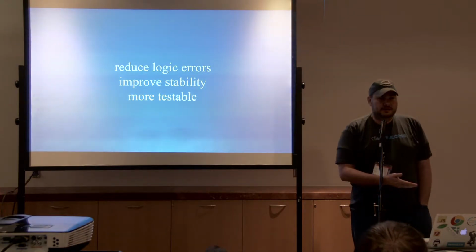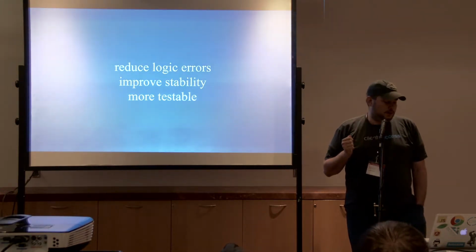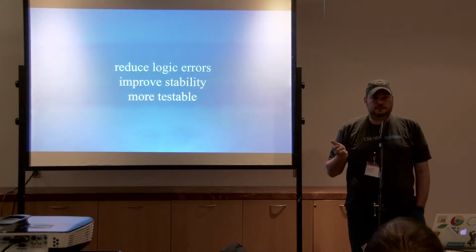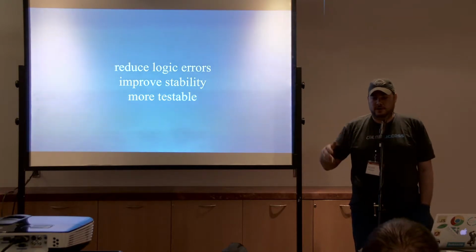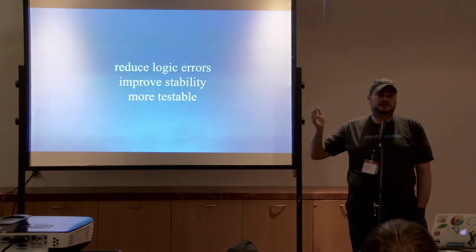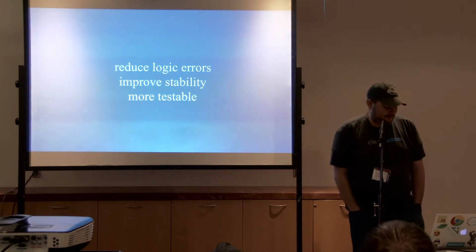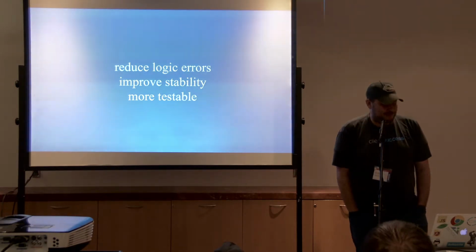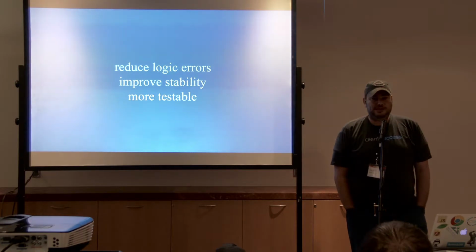So here's the three that I wanted to focus on: reduce logic errors, improve stability, and make it more testable. The first two, reduce logic errors and improve stability. The logic errors come in when you write your code and you run your tests and all that stuff is great, and then you put it into production and what happens? First time some customer puts some data into it that you weren't expecting, it's not good. Improve stability kind of ties into the logic errors, but it's not exactly the same thing, and we'll talk about that a little bit. And then more testable.